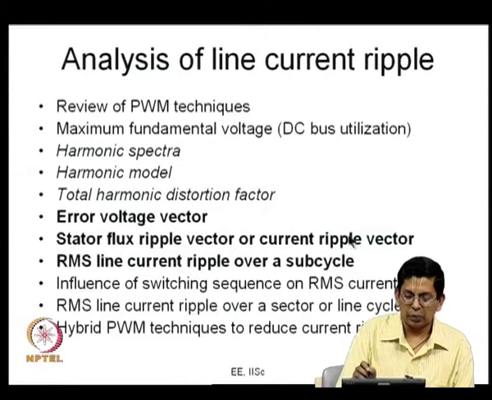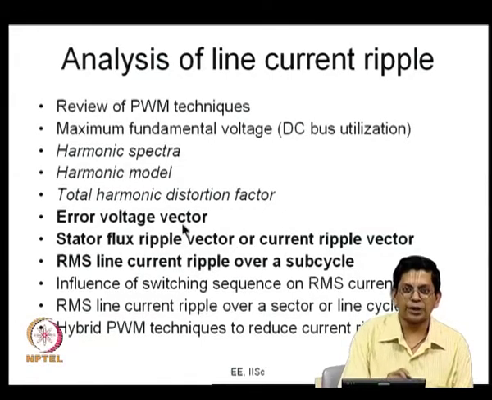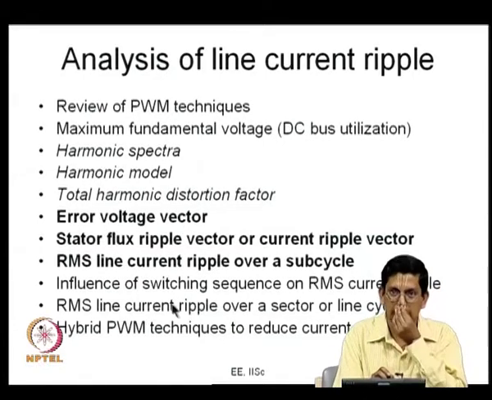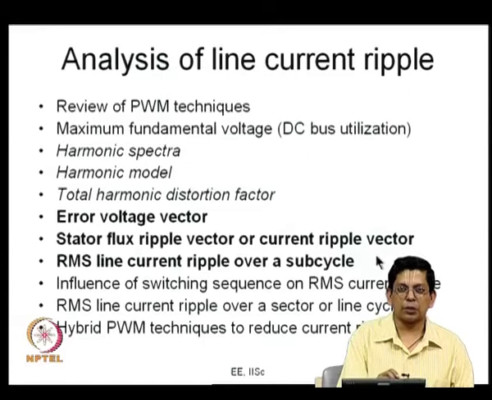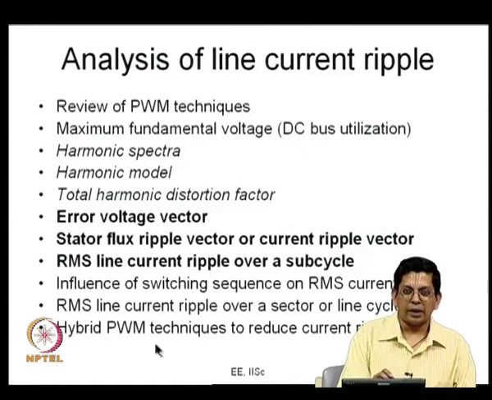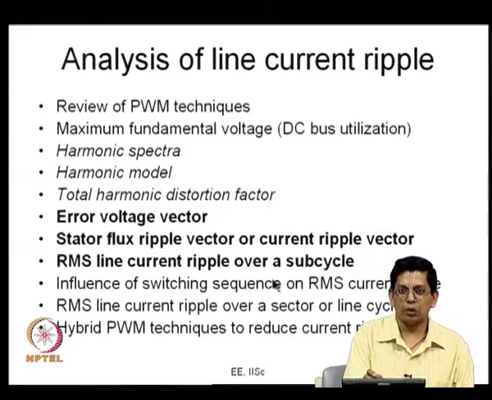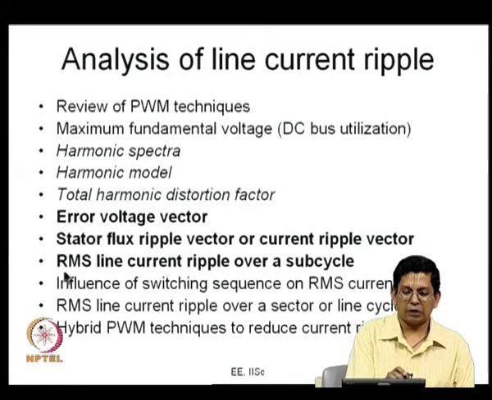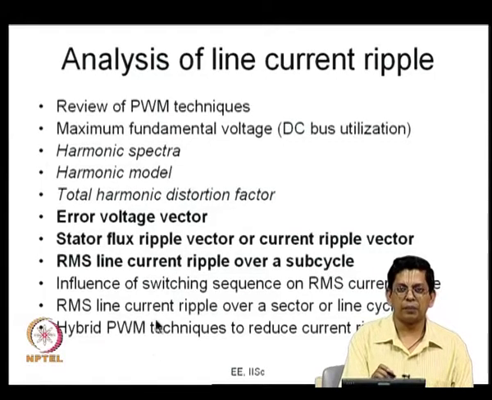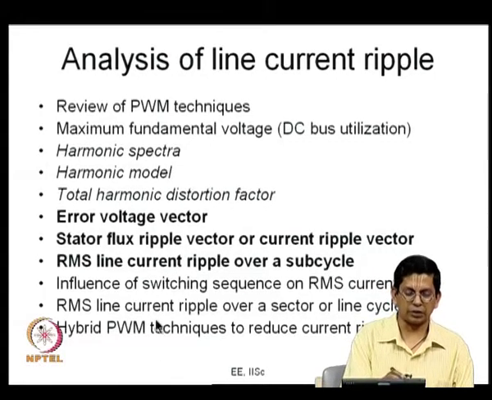So, the current ripple is proportional to the integral of the error voltage vector. So, the integral of the error voltage vector is what we call the stator flux ripple vector, which is a measure of the current ripple vector, as we will see today. And we can use this to study the RMS line current ripple over a subcycle, and we will try reaching this point, and further other things will be done in the next couple of lectures from now.